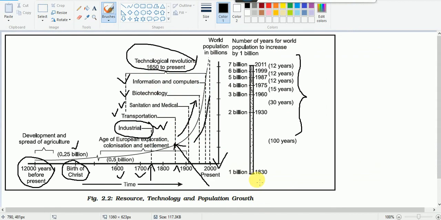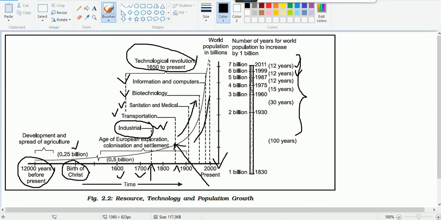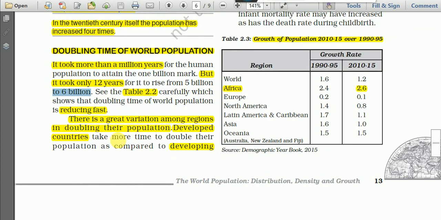Just see here. It took only 12 years to rise from 5 billion to 6 billion. 5 billion is here, then 6 billion is here, and the difference is only 12 years. And table number 2.2 carefully shows that the doubling time of the world population is reducing fast.